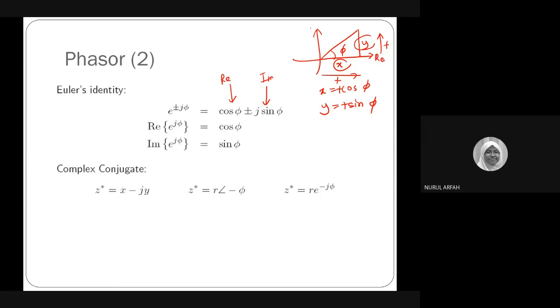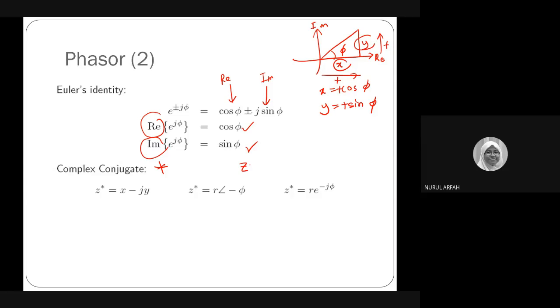Okay, madam. All right, very good. So this is what they explain: the real part is cosine theta and the imaginary part is sine theta. But what is the complex conjugate? Is this familiar to you or not? Complex conjugate usually has an asterisk form.